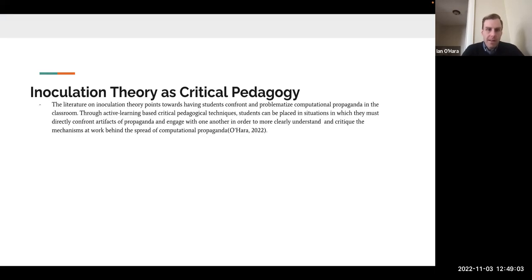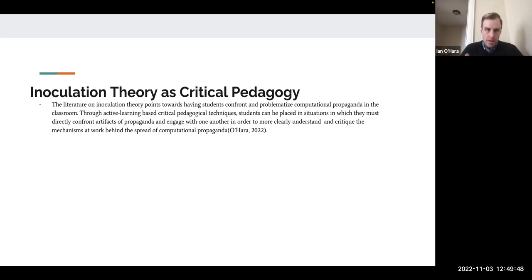So inoculation theory is kind of like how it sounds. It's sort of like an informational vaccine. So it points towards students confronting a weaker form of computational propaganda, maybe identified or created by the instructor, presented with that, and then given the ability to wrestle with it and evaluate its truth value, talk through it with their classmates, and talk through maybe how you would evaluate it. Why is it a piece of propaganda? Where did it come from? Why would someone put this into the information ecosystem?